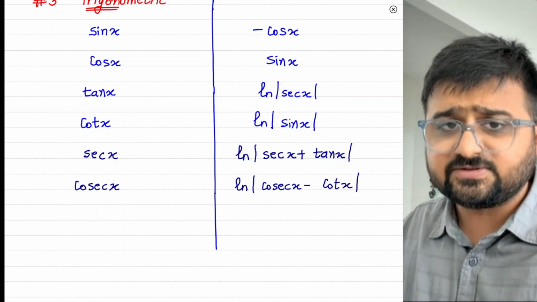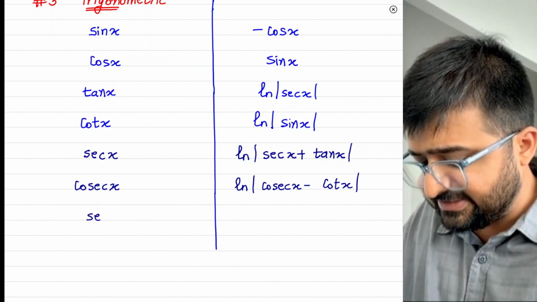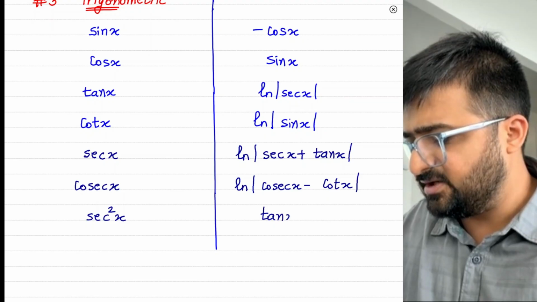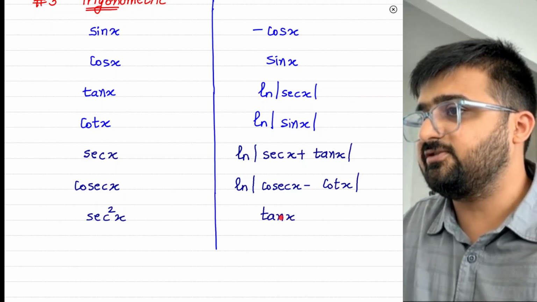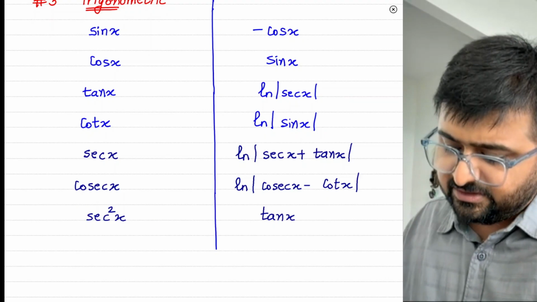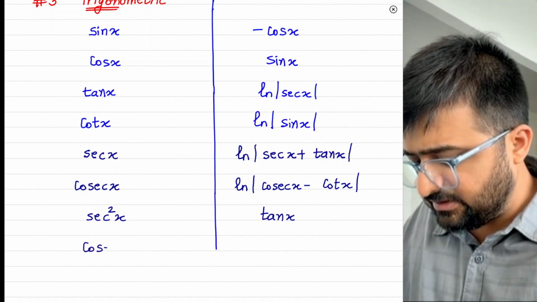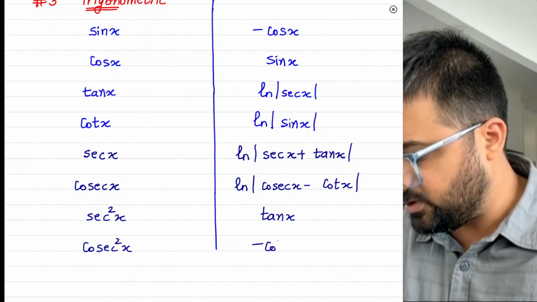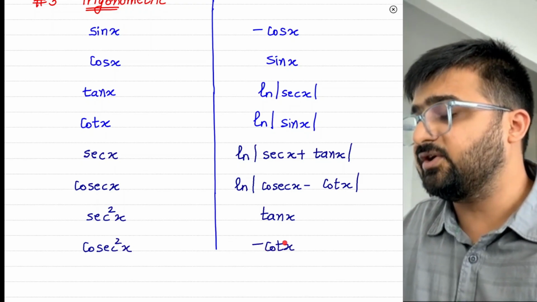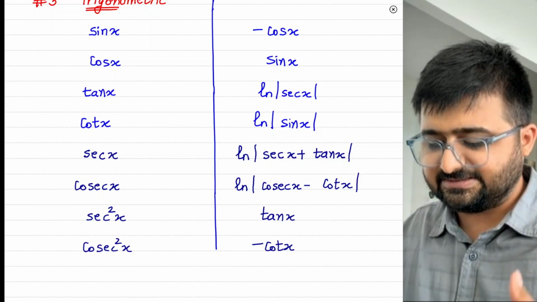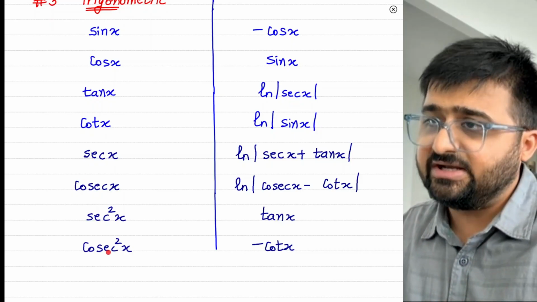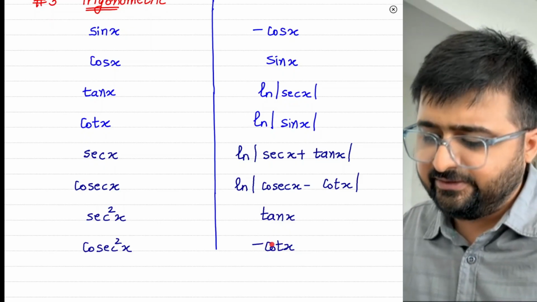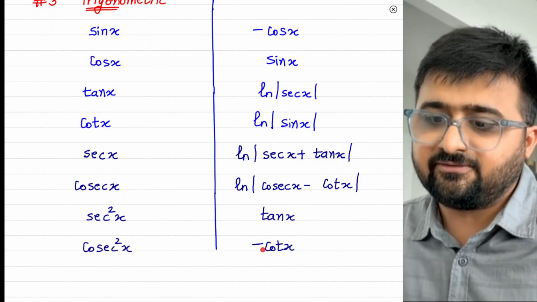We also have a couple of special ones, like we have integral of sec square x. Integral of sec square x is nothing but tan x. Why is that? Because we know differentiation of tan x is sec square x. The another special result that we have is integral of cosec square x. Integral of cosec square x is nothing but minus cot x. Again, why is that? Because we know differentiation of cot x is negative cosec square x. So integral of cosec square x is negative cot x. Because integral is antiderivative, it's essentially opposite of what differentiation is.